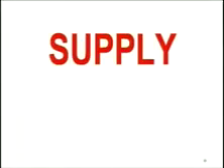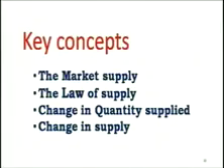At the beginning of this session, we were discussing two parties in an economy. The first is consumers and the other is producers. Consumers create the demand and producers create the supply. So now we are moving to the supply concept. After finishing this session, you should be able to define these key concepts: market supply, the law of supply, changes in quantity supplied, and change in supply.